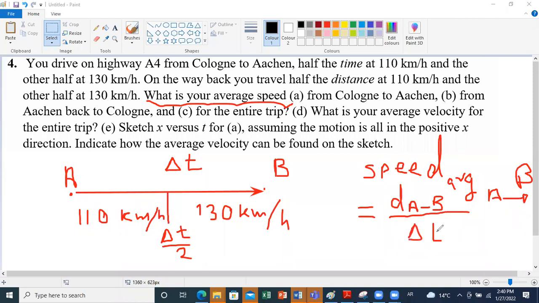I will try to express this distance d as a function of delta t. I can say that this distance from A to B can be decomposed into two distances: the distance moved in phase 1 plus the distance moved in phase 2. How can I relate d1 and d2 to delta t? What should I do?